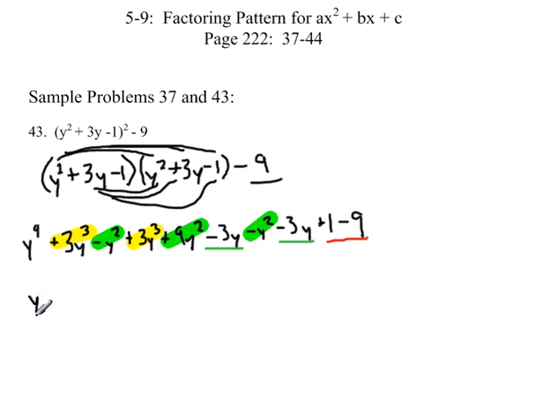Now the y to the fourth is my leadoff term. If you combine your yellow highlighted terms, you have a positive 6y cubed. Let's look at green highlight next. If you do a negative y squared plus 9 minus 1, then you've got a positive 7y squared. Minus 3y minus 3 more y is minus 6y. And finally, you've got 1 minus 9, which is negative 8.